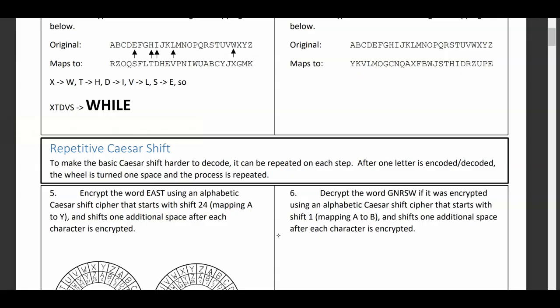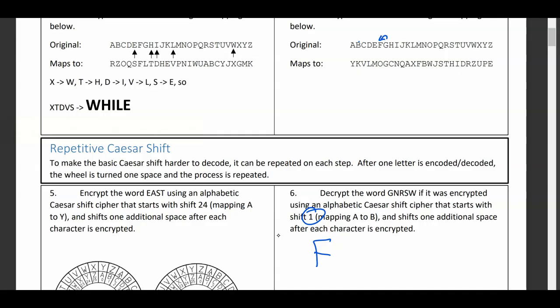A is mapping to B, so it's just a one shift over. So G will map back to F. Now with a repetitive shift, in this case, since it's only a shift of 1, to decrypt we have to go backwards 1. So G is going back to F.